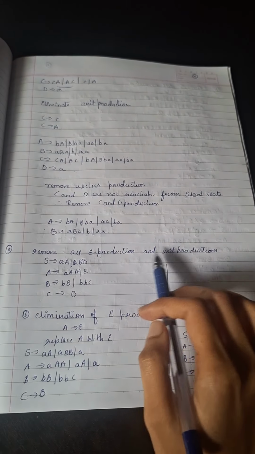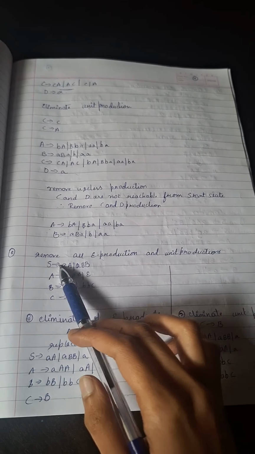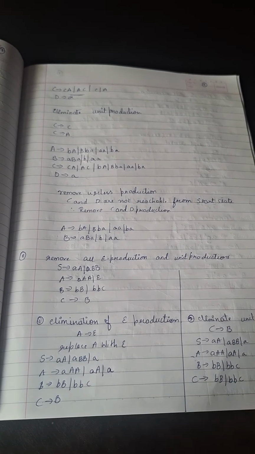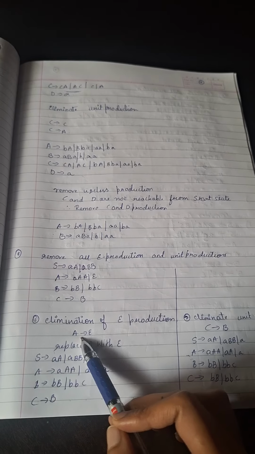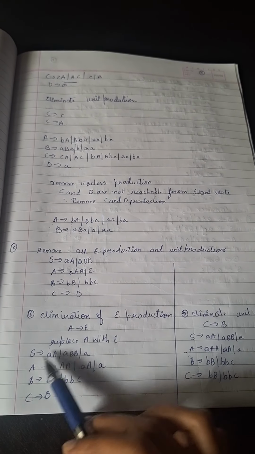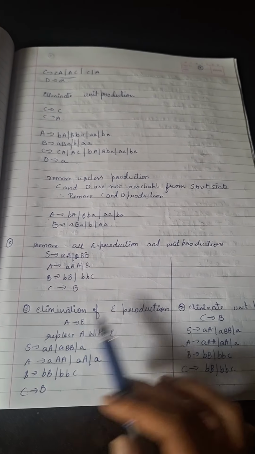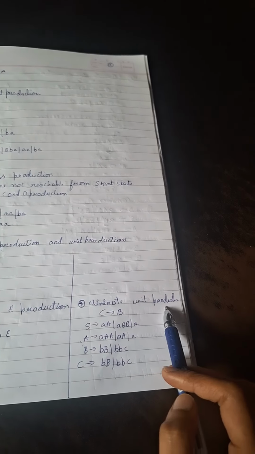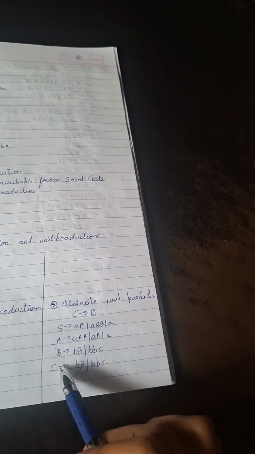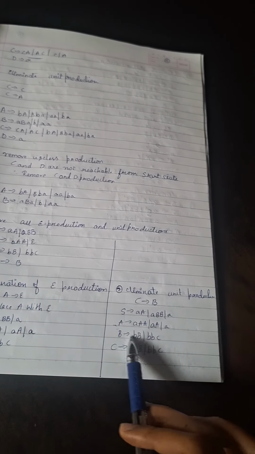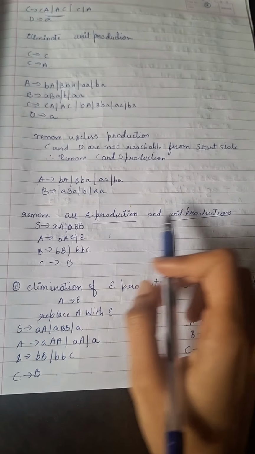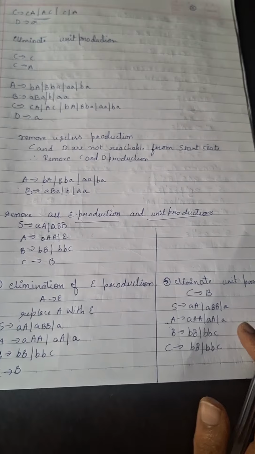Remove all epsilon production and unit productions. That is S is producing AA or ABB. So this is also the same thing. Epsilon replace ಮಾಡಬೇಕು. That is A is producing the epsilon and replace A with epsilon, and it will be like this. Then you have to eliminate unit production. Unit production eliminate ಮಾಡಿದ್ರೆ, that is C is giving B, that is you have to replace this B with this B again. In this question they had given remove epsilon production and unit production ಅಂತ ಅಷ್ಟೇ. So we have removed both of them.